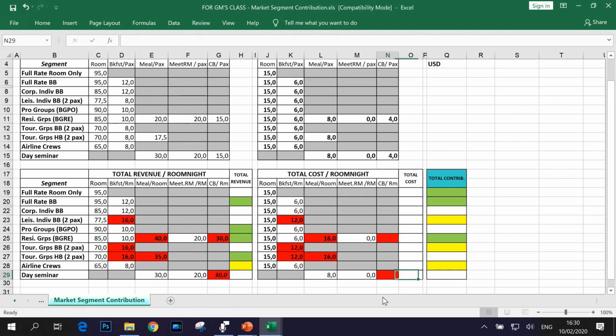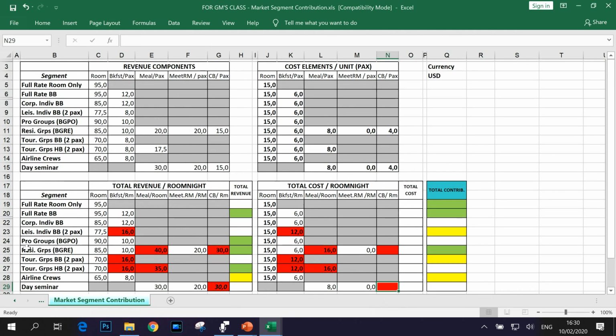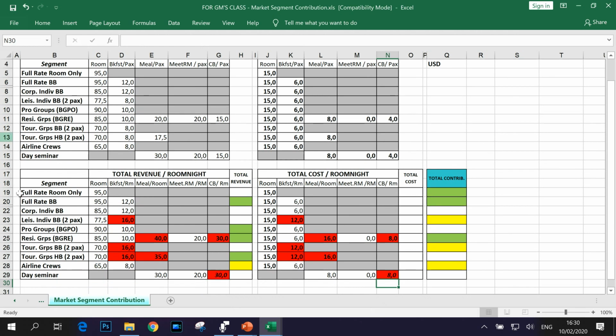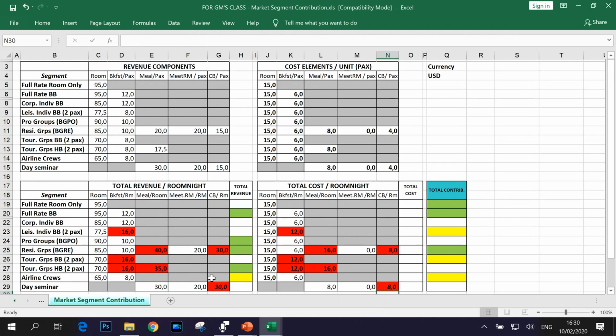Okay. Coffee break. A residential group will have 2 coffee breaks. So 4 times 2 equals $8. And then day seminar also has 2 coffee breaks, 1 in the morning, 1 in the afternoon. So cost from coffee break should be 8. Now we have all the revenue components and all the cost elements already in place. Let's calculate what would be the total revenue generated by each segment.